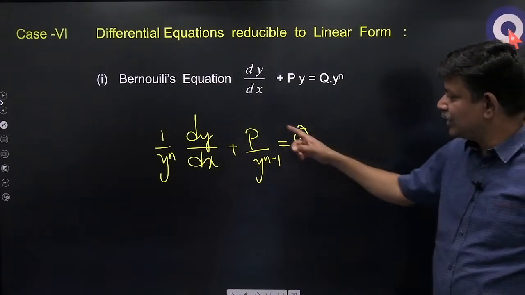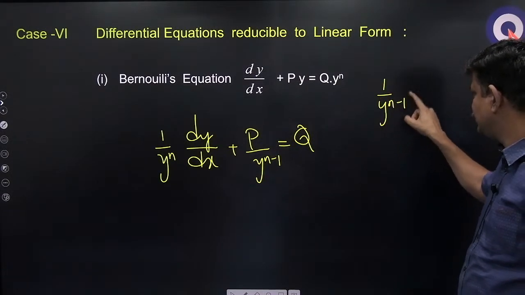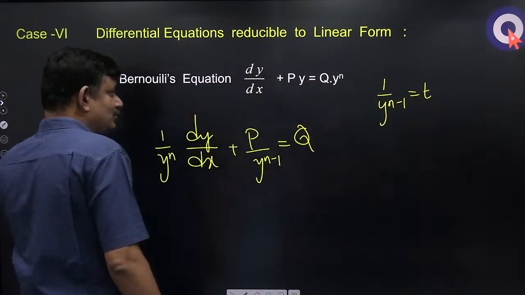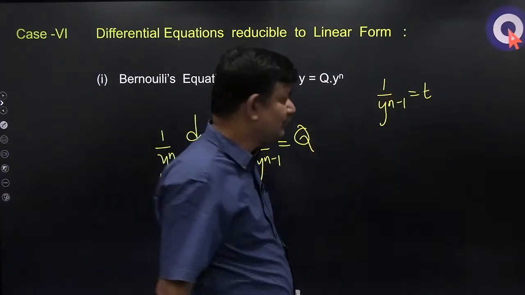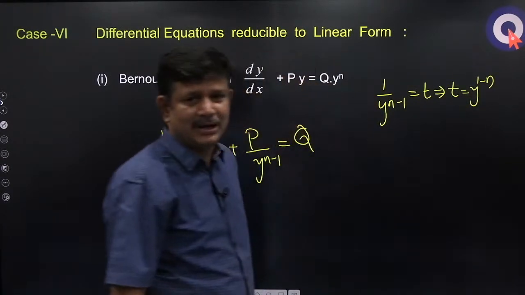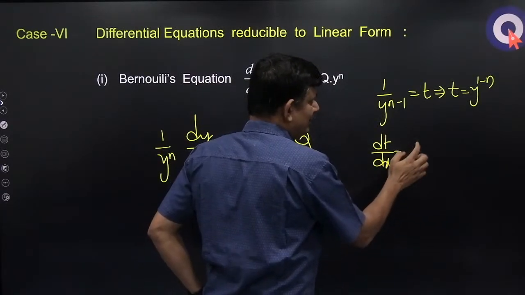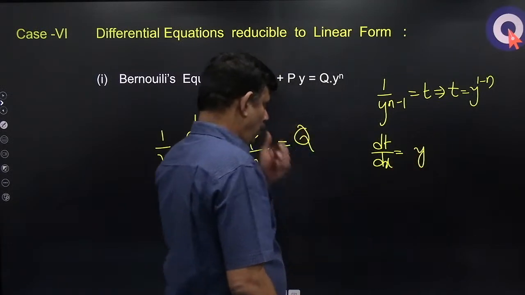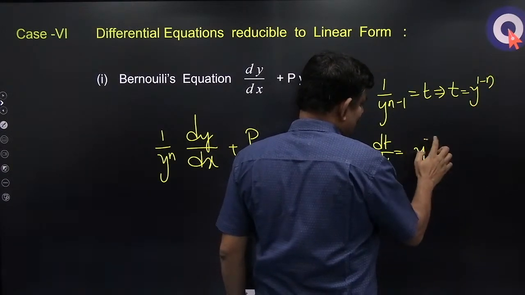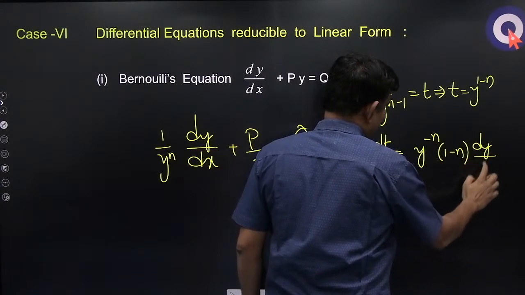Now what I get is, to convert this into a linear, I will have to go for substitution. 1 by y power n minus 1 is equal to t. Differentiate it now. This says t is y power 1 minus n. Now differentiate it. dt by dx will be equal to y power 1 minus n minus 1, that is 1 minus n into y power minus n into dy by dx.